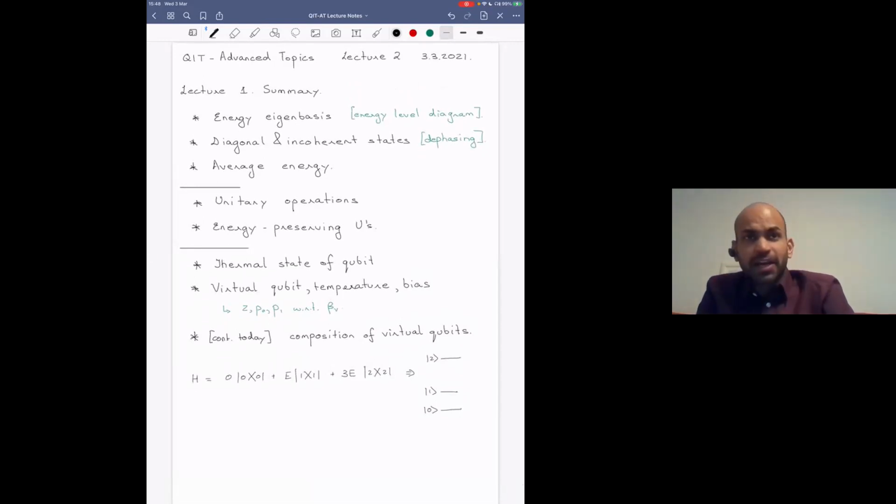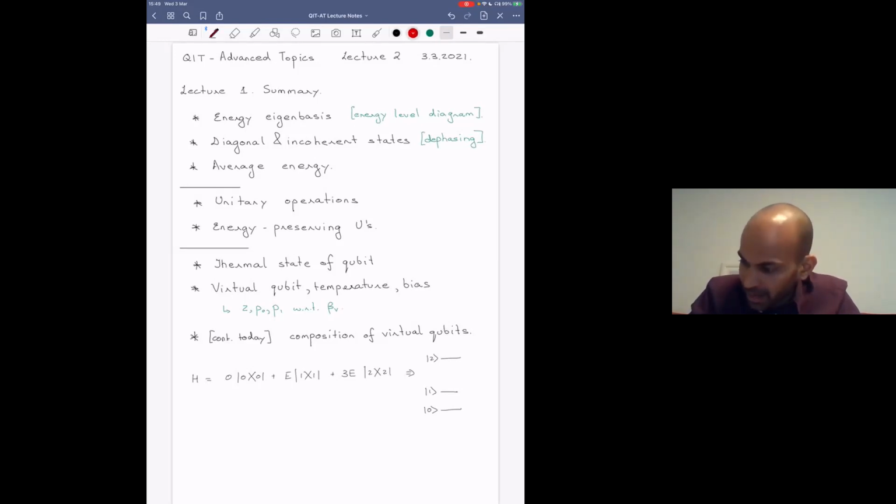We discussed the concept of diagonal states and incoherent states of a system, which essentially mean that the density matrix, when we write it in the energy eigenbasis, has no off-diagonal elements between different energies. When it comes to diagonal states, it essentially means whatever basis we've chosen, it's entirely diagonal. So there's no off-diagonal elements at all.